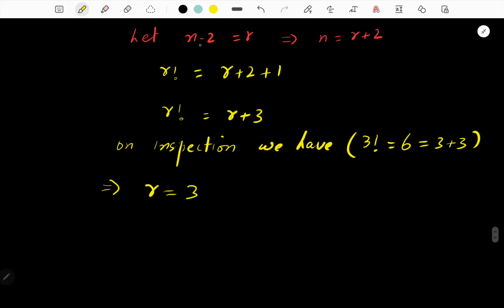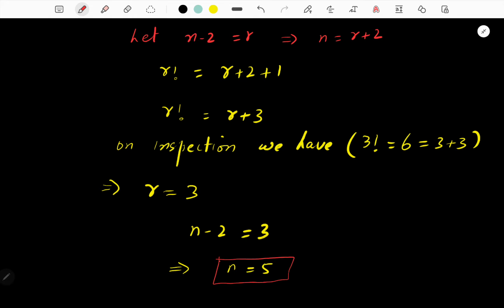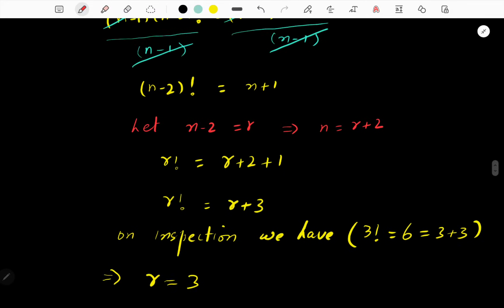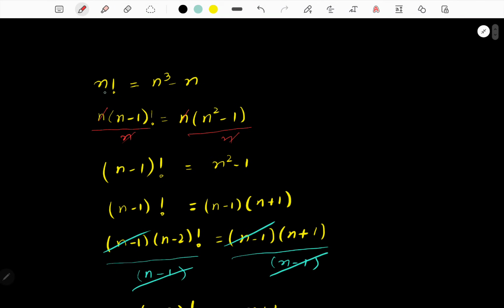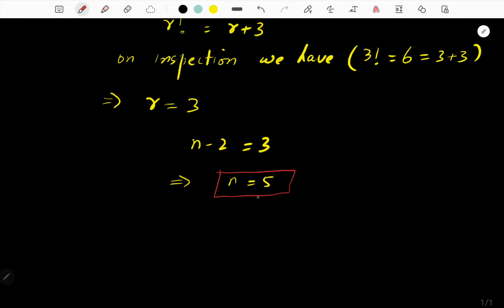It means r is equal to 3 satisfies the given equation. And since we substituted n minus 2 is equal to r, it means n minus 2 is equal to 3. And from here we can easily see that n is equal to 5, and that is the required answer. We can check whether this satisfies the given equation or not. 5 factorial is 120. 5 cube is 125, and 125 minus 5 gives 120. So 120 is equal to 120. Thus, the solution of the given equation is 5, and that is the answer.